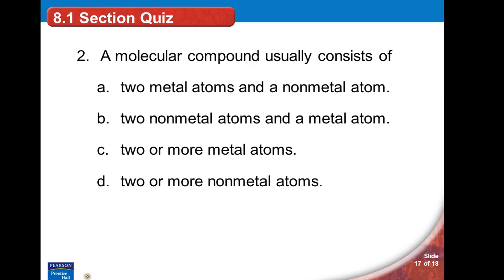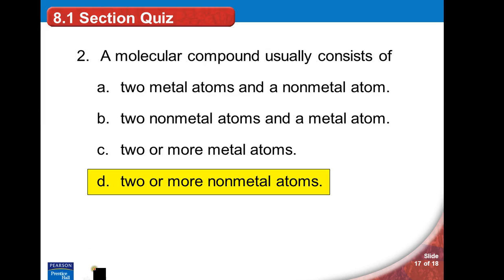All right, so second question. A molecular compound usually consists of which of these four options? Two metal atoms and a non-metal atom, two non-metal atoms and a metal atom, two or more metal atoms, or two or more non-metal atoms. Choose your answer now. Pause if you'd like to have more time. Moving on. Two or more non-metal atoms is correct.